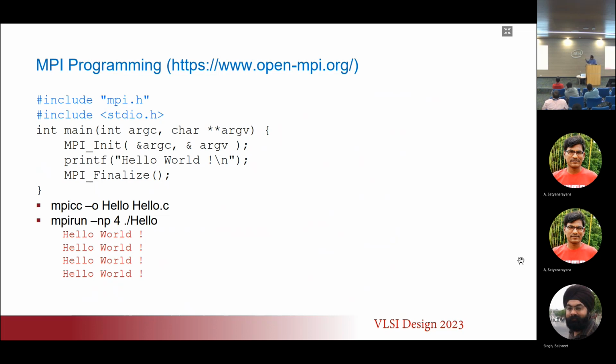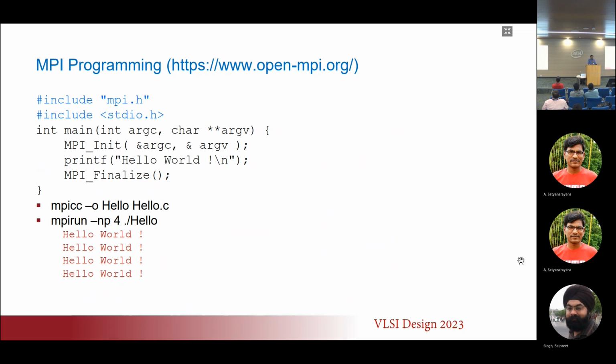So if you take this program and compile it, you include this library in your program called mpi.h. What it does is it includes the message passing framework into that model. Then you write your code and you first initialize the MPI in it. And then you do this printf hello world and MPI finalize.